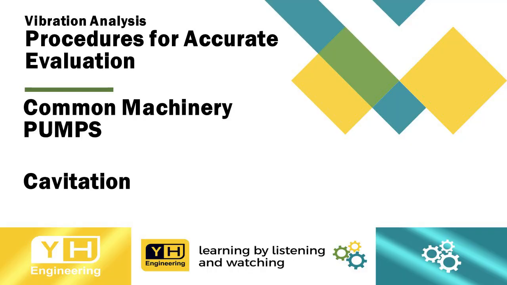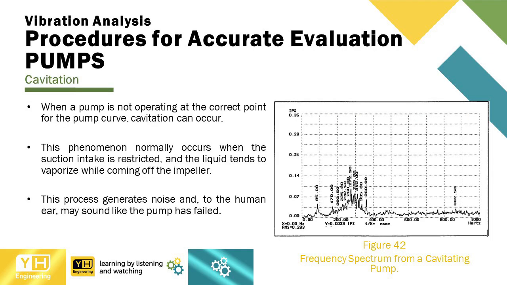Vibration analysis. Procedures for accurate evaluation. Common problems in the pumps. Cavitation. When a pump is not operating at the correct point for the pump curve, cavitation can occur. This phenomenon normally occurs when the suction intake is restricted, and the liquid tends to vaporize while coming off the impeller. This process generates noise and, to the human ear, may sound like the pump has failed.